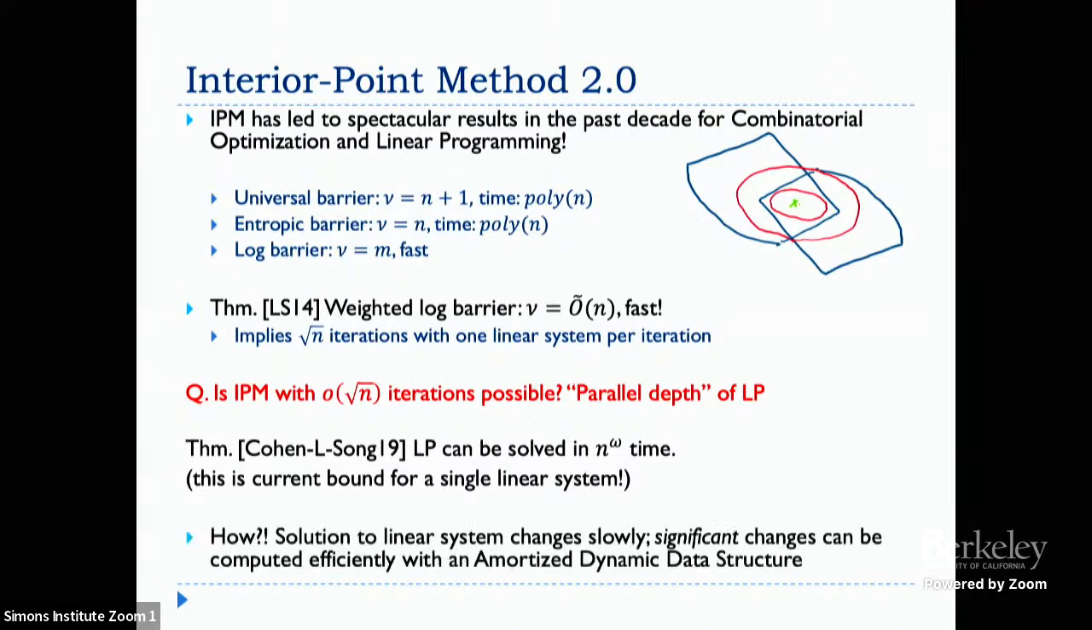How is this possible? The main observation is that these are not completely different linear systems. They're all linear systems that you get by changing the constraints that you're considering a little bit. You argue that the solution changes slowly, and you only need to compute the significant changes, and you can actually do that with an amortized dynamic data structure.